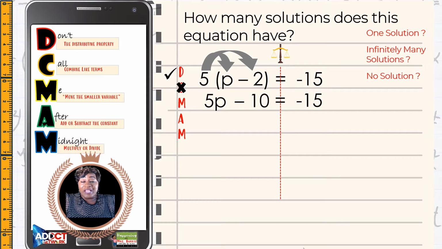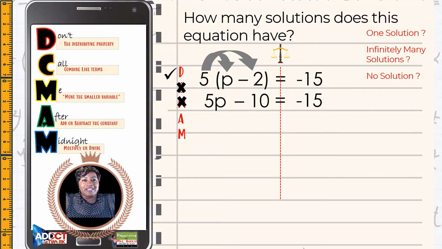Now let's check for M. Move the smaller variable. So we ask ourselves a question. Are there variables on both sides of the equal sign? No, we only see the letter p on the left side, therefore we can scratch out M.